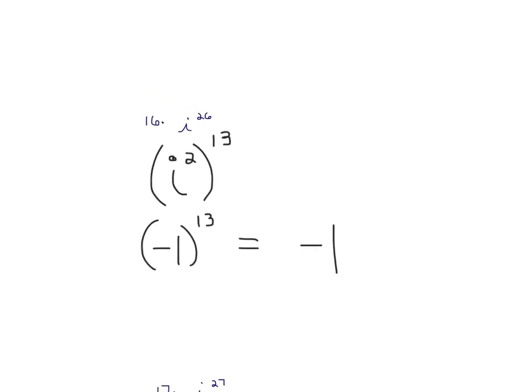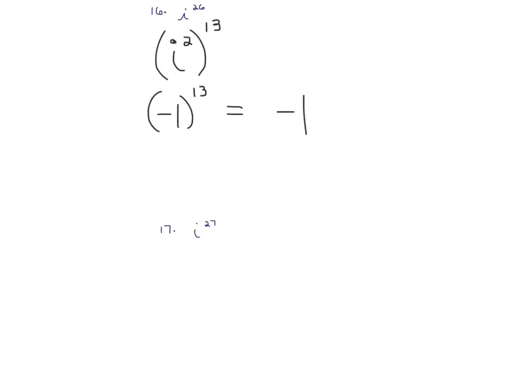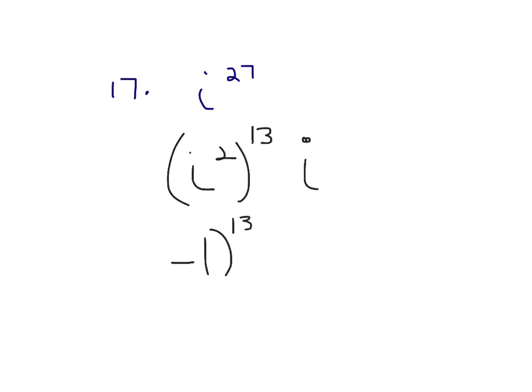Number 17. It's now raised to the 27th power. So i squared again. Still going to be 13, but this time I need an extra i because 2 times 13 is 26. So again, take out i squared, put in negative 1. Any negative number raised to an odd exponent makes it negative, times i gives me negative i.